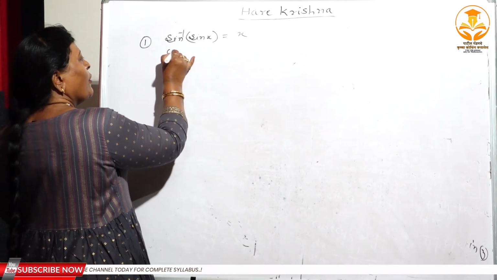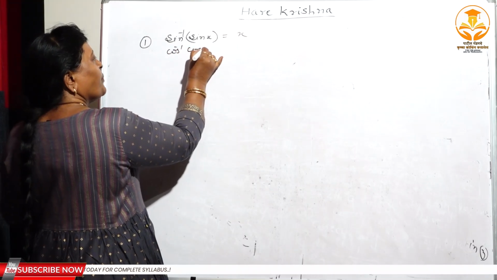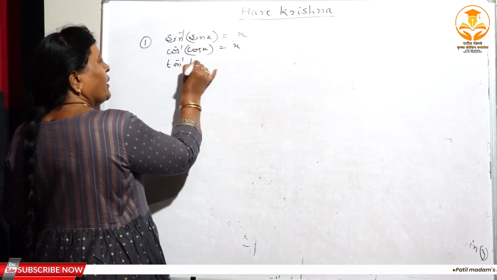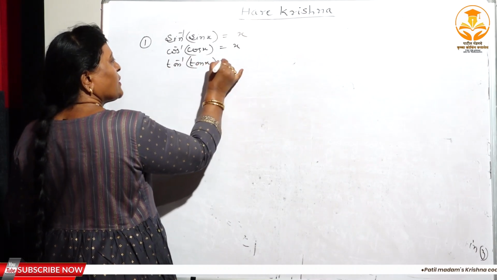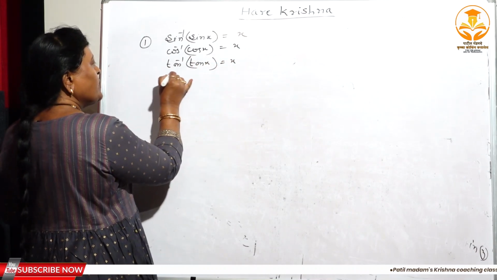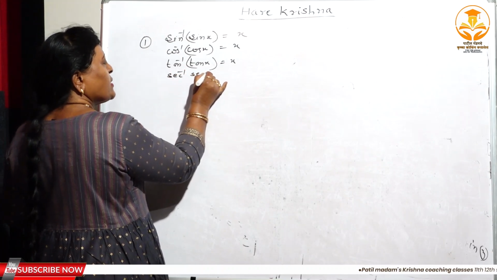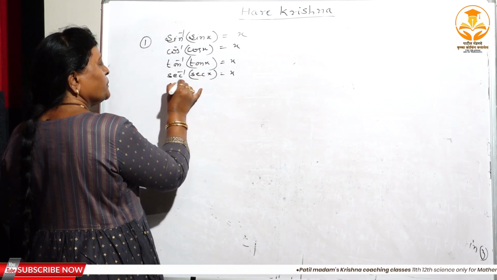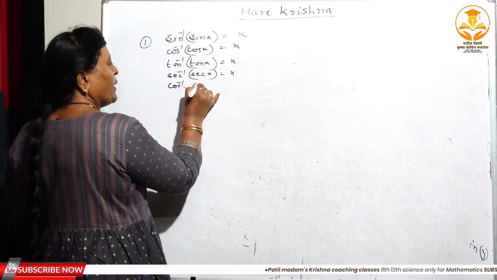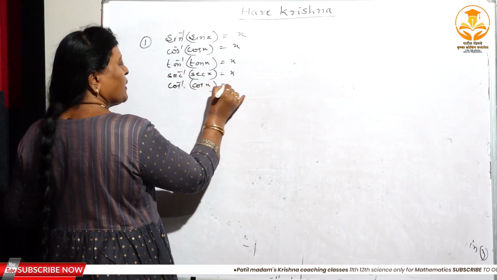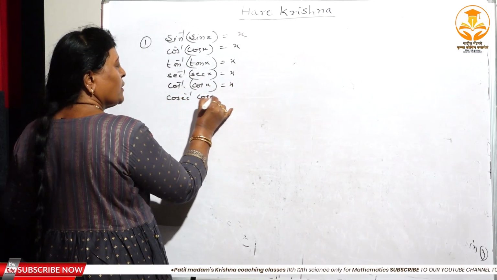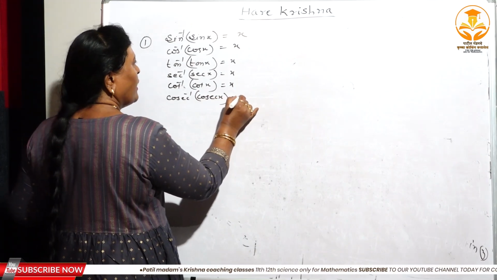Similarly, you can write cos inverse of cos x, it is equal to x. Tan inverse of tan x, you can write as x. Sec inverse of sec x, you can write as x. Again, cot inverse of cot x, you can write as x. And cosec inverse of cosec x, you can write as x, right?